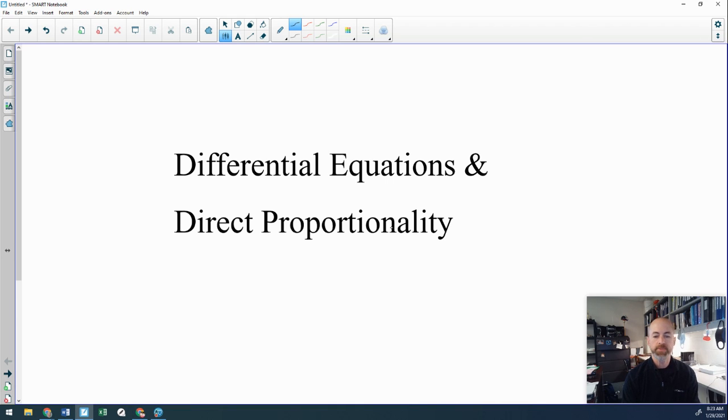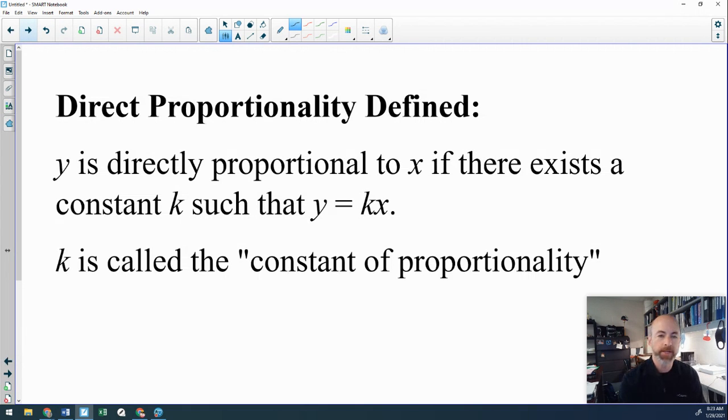We're going to look at direct proportionality as it applies to differential equations in this lesson. So first, let's remind ourselves what it means for two things to be directly proportional. Two things are directly proportional if one is a constant multiple of the other. So the mathy definition: y is directly proportional to x if there is a constant k such that y equals k times x, and we refer to k as the constant of proportionality.